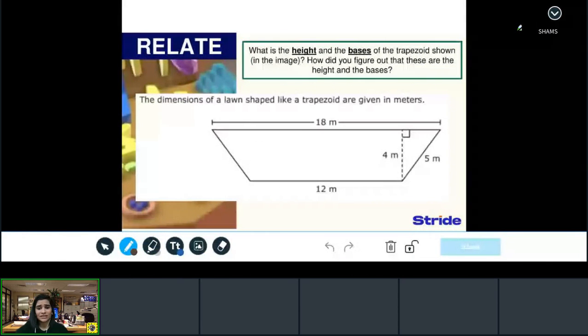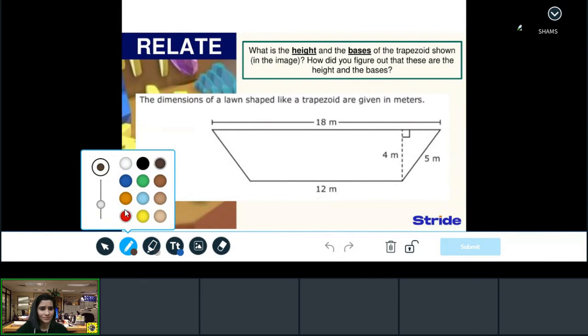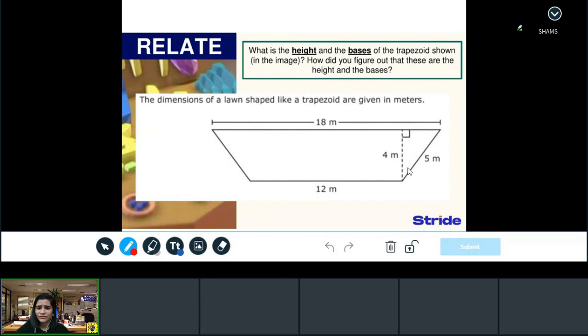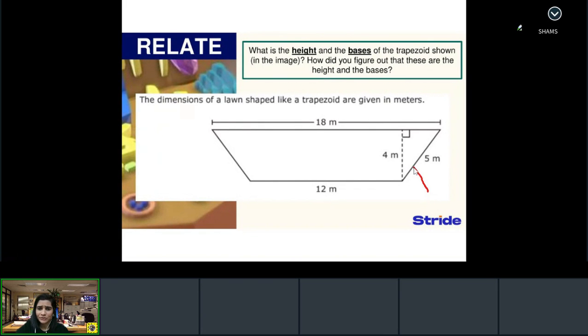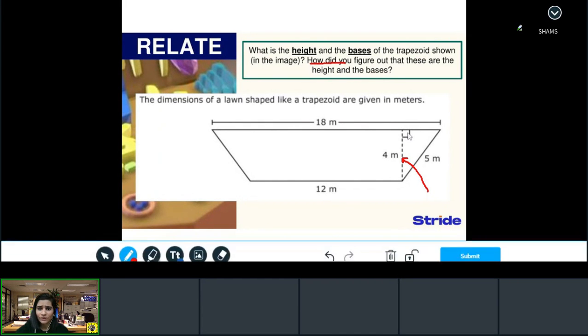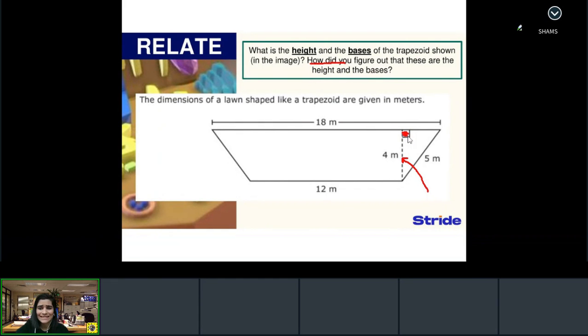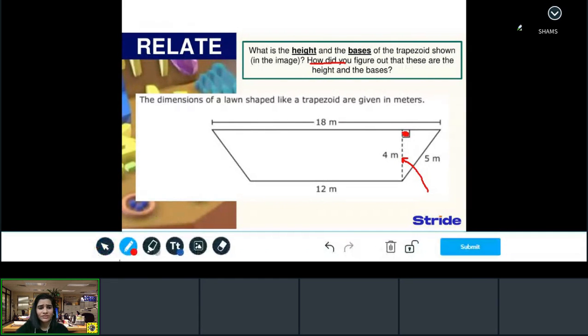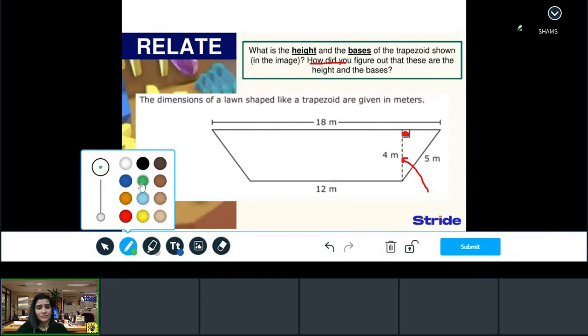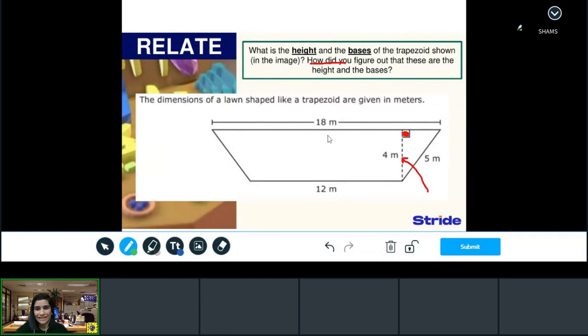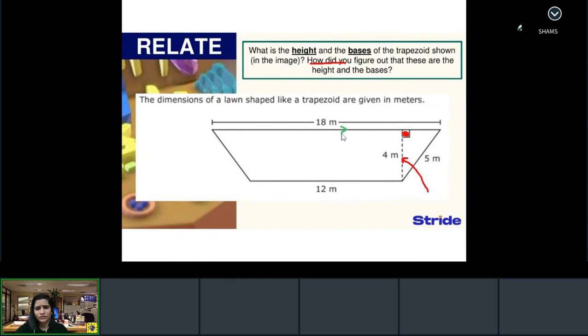Kohin, I see that you have raised your hand. Go ahead, go over this question with our classmates. Miss Syed, the height of this trapezoid is 4 meters. And how did I figure it out? I saw this right angle and it tells me this is the height. The two bases of this trapezoid are 18 meters and 12 meters.